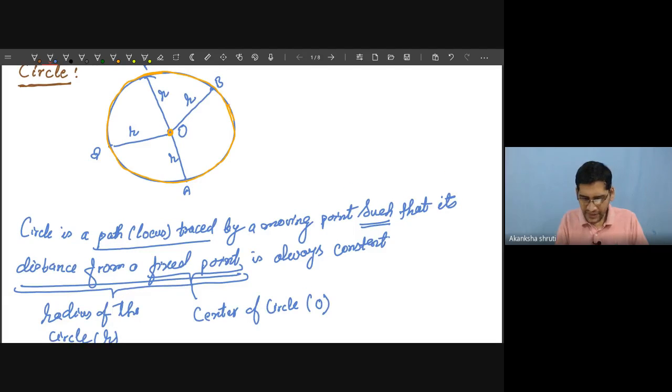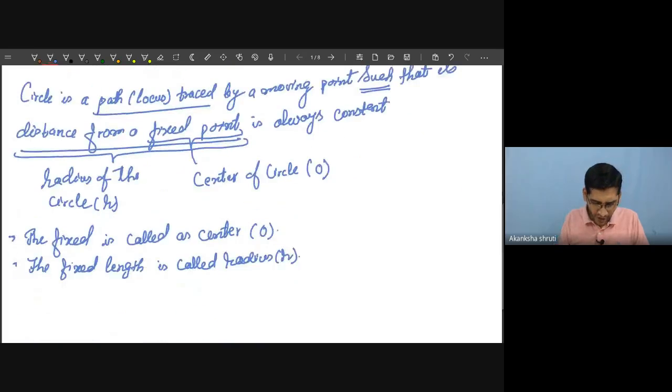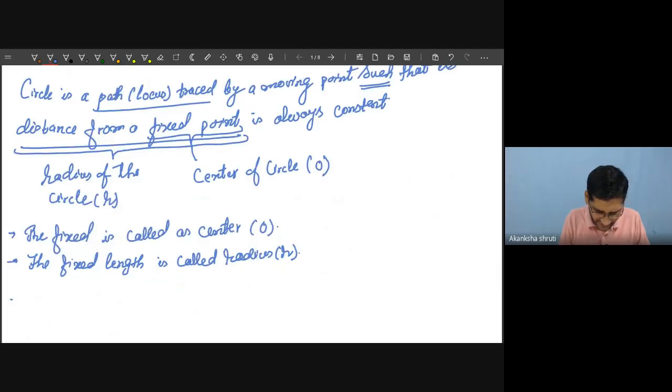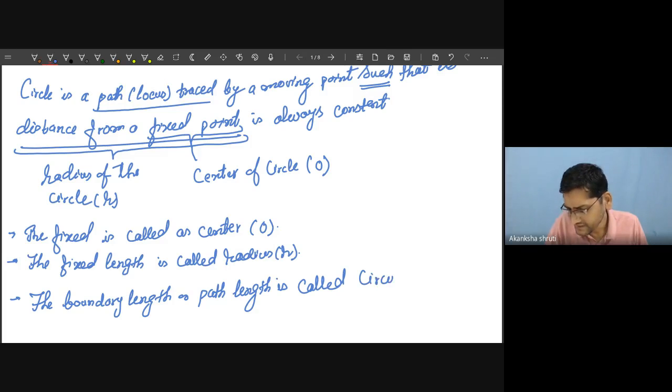So this circle simply means it is the path. Now the path or the boundary is called as circumference. The boundary length or simply the path length is called what? Circumference. This is the name given, and it is commonly denoted by C.